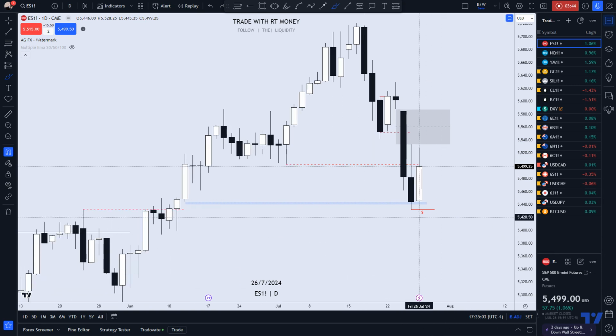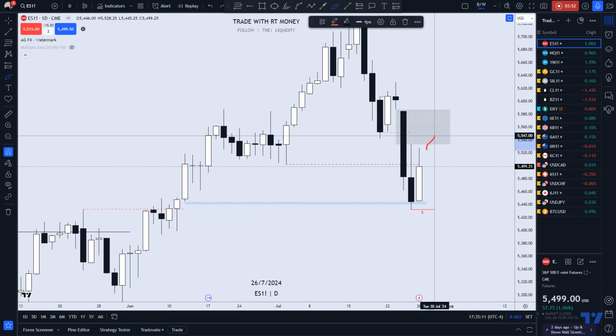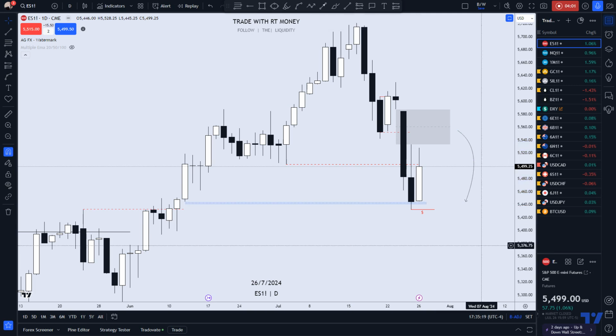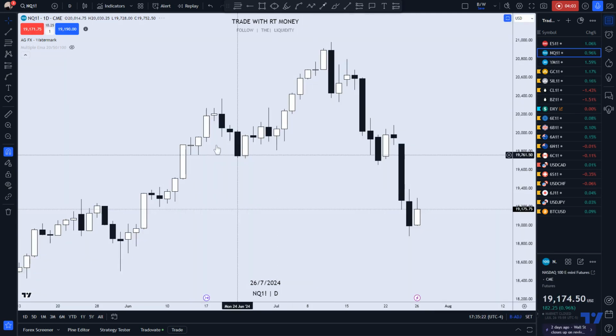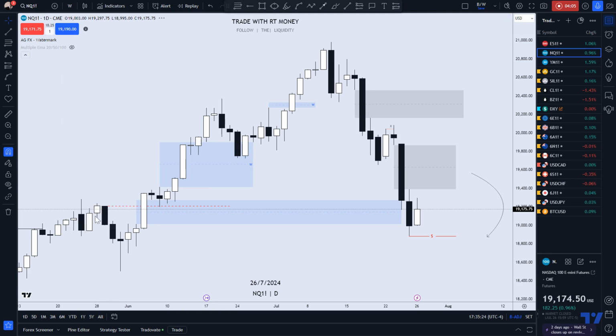So I have this as my draw on liquidity for the S&P. A little bullishness into the fair value gap and then down. That's what I'm looking for. So I have this going on over here. Okay. If we go to NASDAQ, same deal.